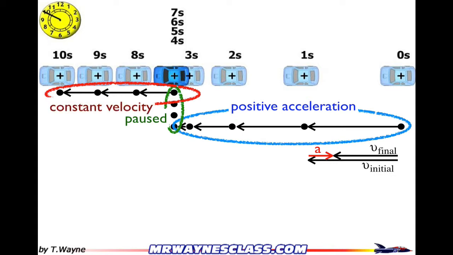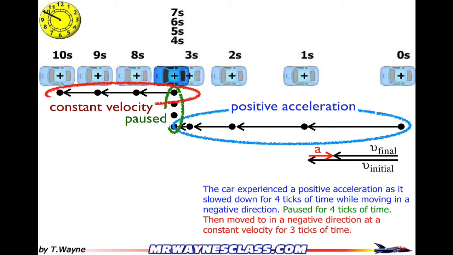So the next task, I can describe this in words in 3 sections. I would have it say something like, the car experienced a positive acceleration as it slowed down for 4 ticks of time while moving in a negative direction. So I've got the direction, I've got if it's accelerating or moving at a constant velocity, if it's positive or negative, and I've got a little mention about the time.